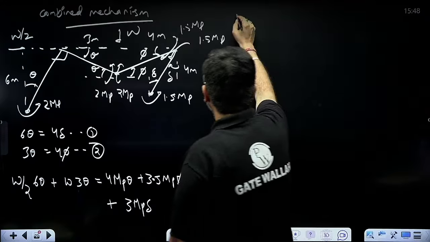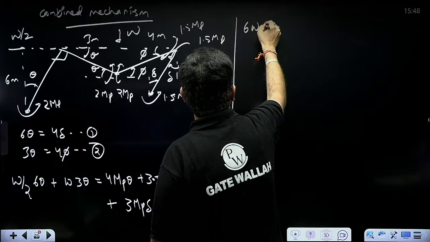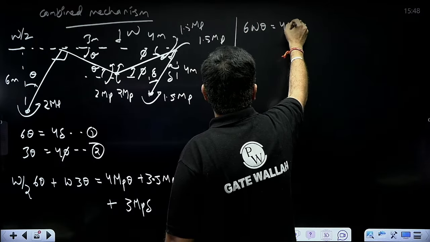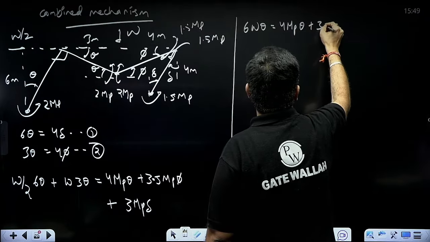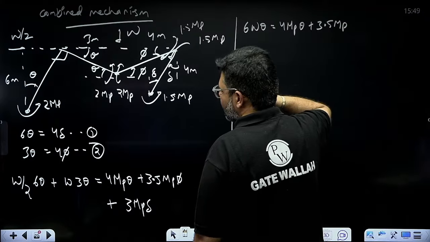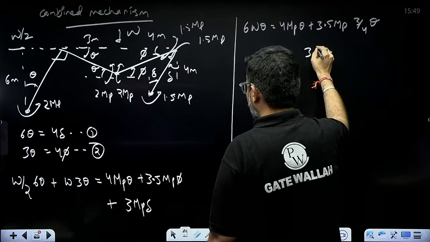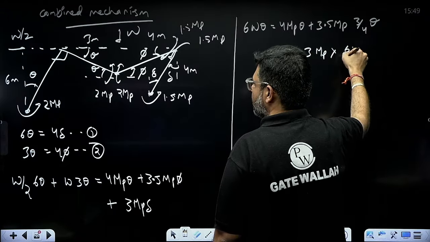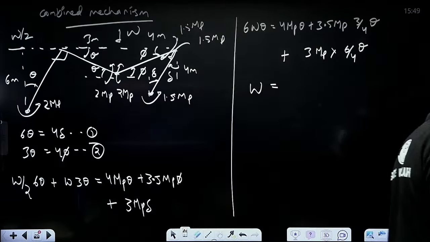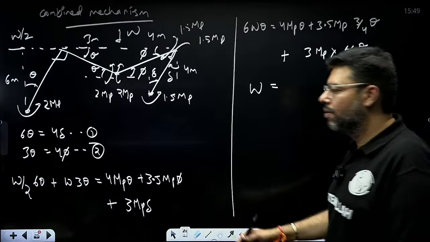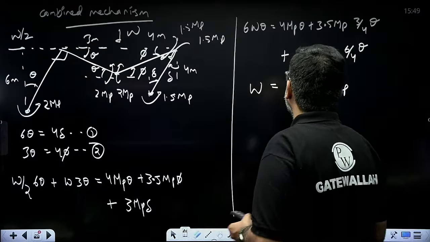So tell me what answer you are getting here. W, that is 6 W theta is equal to 4 MP theta plus 3.5 MP phi, phi is 3 by 4 theta, plus 3 MP into 6 by 4 theta. So W you will get from here. How much W you are getting? 1.854 MP. Please verify once.